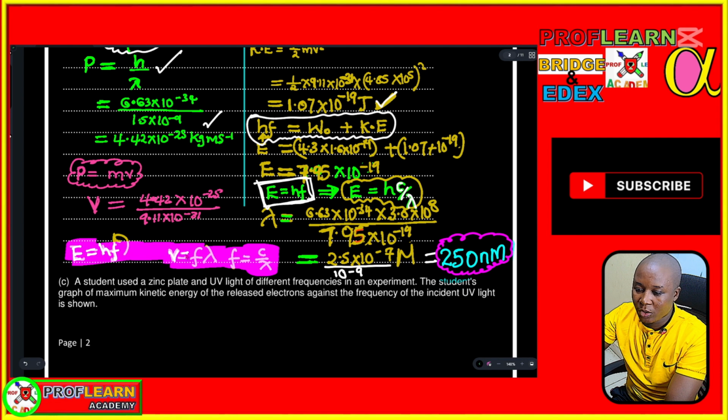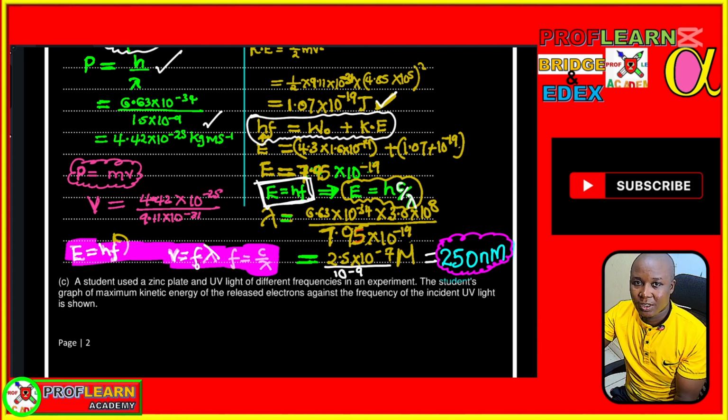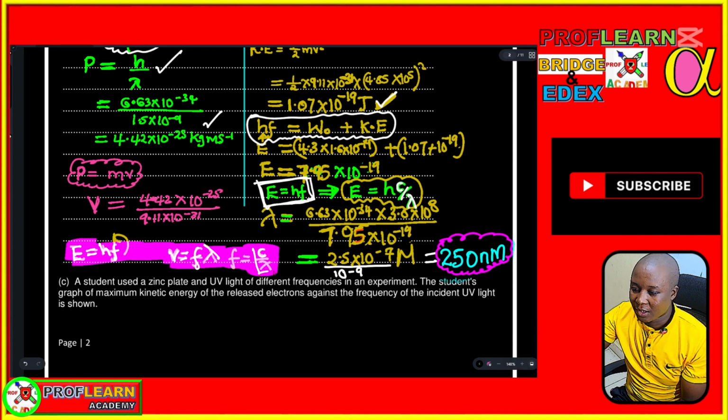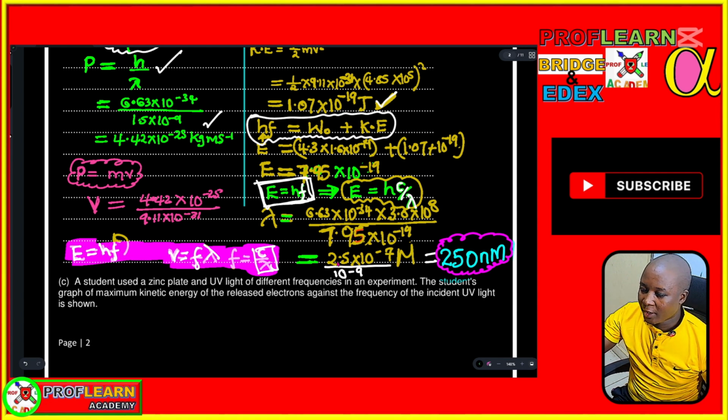But from the wave equation, we know that f lambda will give us the speed of a wave. In that case, we are going to use the speed of light, because we are talking of electromagnetic waves. All the electromagnetic waves have the speed of light, which is 3 times 10 raised to power 8, and that speed is c. So instead of frequency, I'm going to replace it with c over lambda, so that I can make lambda the subject, and I was able to get my wavelength to be 2.5 times 10 raised to power negative 7 meters.